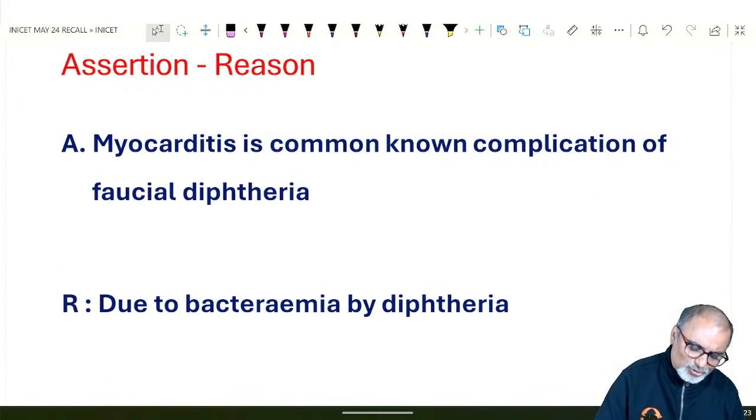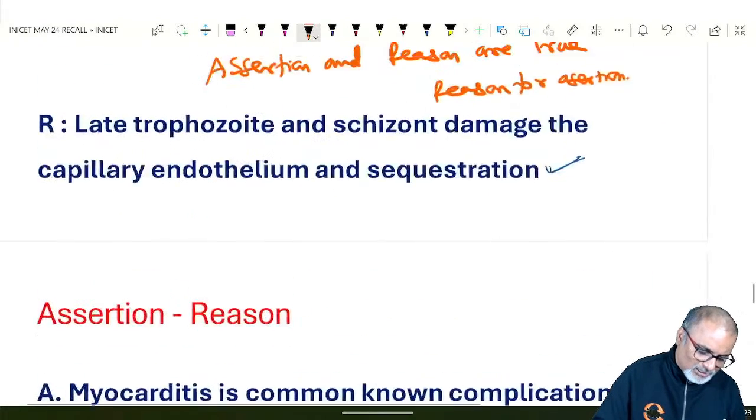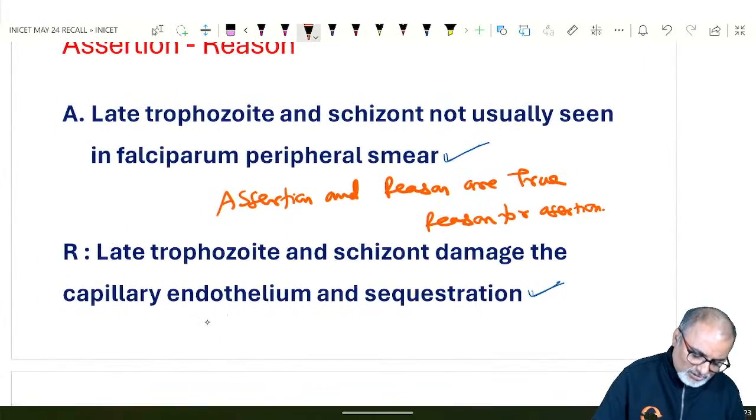Myocarditis, a common known complication of faucial diphtheria. True. Yes, cytoadherence with endothelium. Yes, my dear. This is called cytoadherence. You are right, Sharda Malik. Cytoadherence with endothelium.